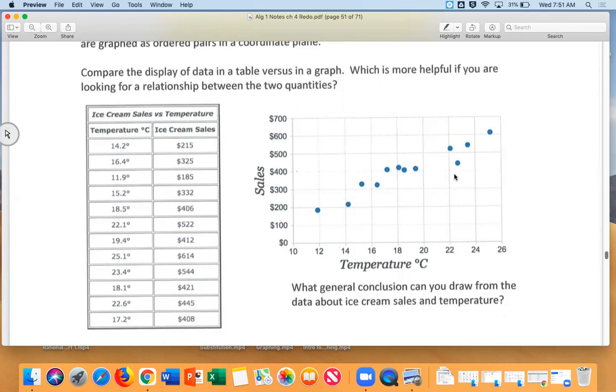If you look at the dots, what can you tell me? Make a general conclusion about the data. Andrew?